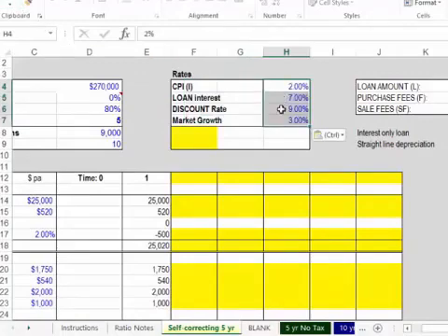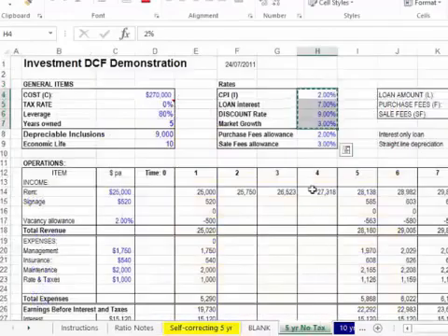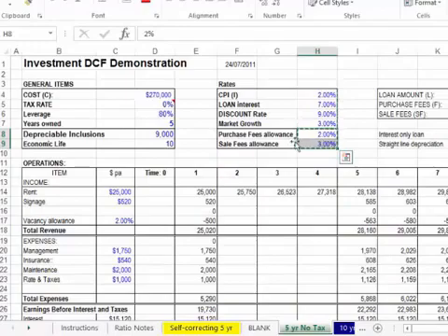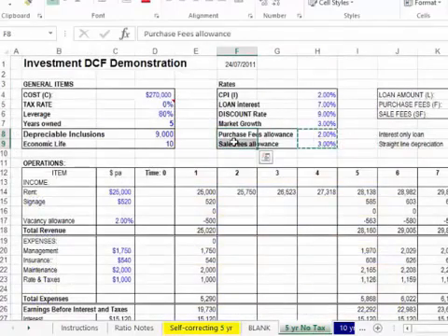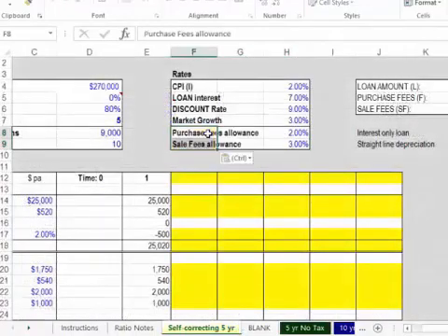I'll paste those. Let's come back, and just for completion, we'll bring in the purchase fee allowance and the sale fee allowance. We'll be talking about those later on, but it just basically tidies up the model, gets our data all in place. Okay, so now we have all of these rates.